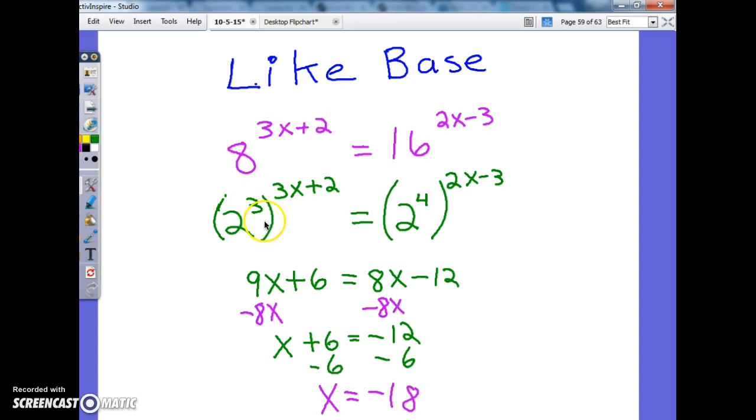So notice I put this in parentheses, 2 to the third to this power, and this is 2 to the fourth to this power. Remember, when we raise a power to a power, we multiply. So 3 times 3x plus 2 is 9x plus 6. 4 times 2x minus 3, 2 to the fourth to this power, we multiply the exponents, that's 8x minus 12. So basically, what I didn't really write down here was, let me rewrite this.